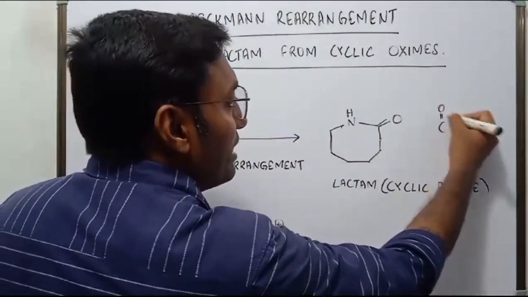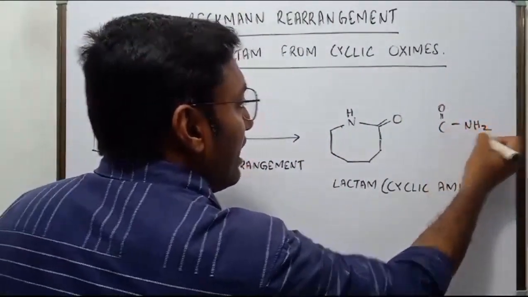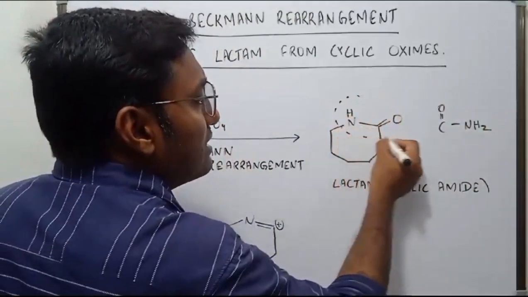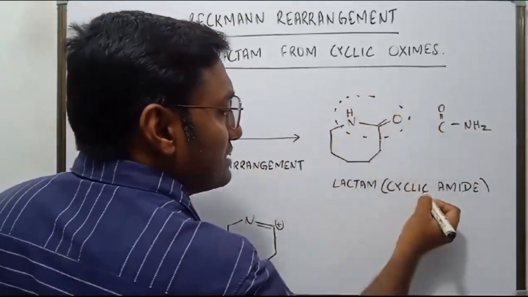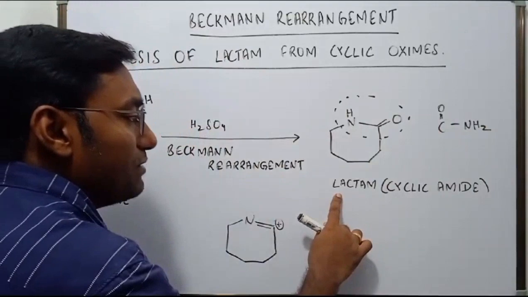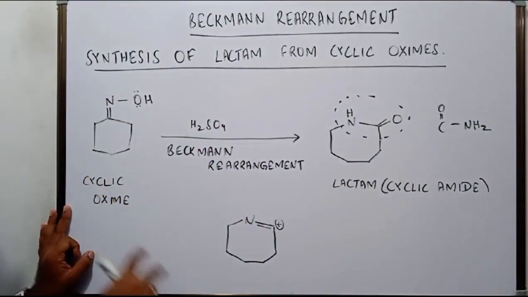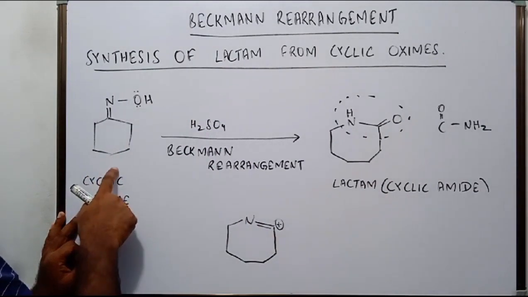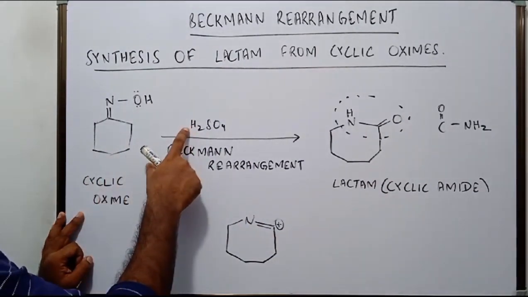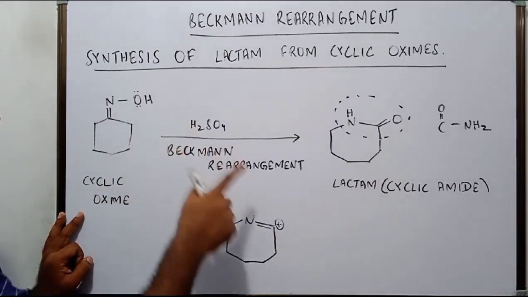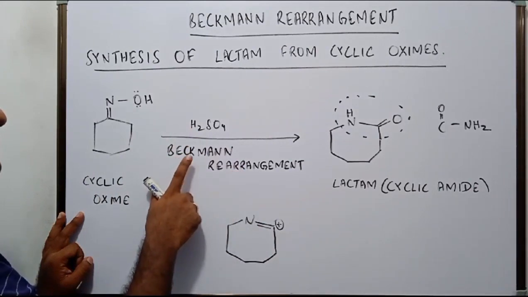This is an amide, and this is an amide in a cycle. Therefore, it's a cyclic amide or a lactam. To make the lactam from the cyclic oxime, all you have to do is treat this cyclic oxime with a mineral acid. The reaction is referred to as the Beckmann rearrangement reaction.